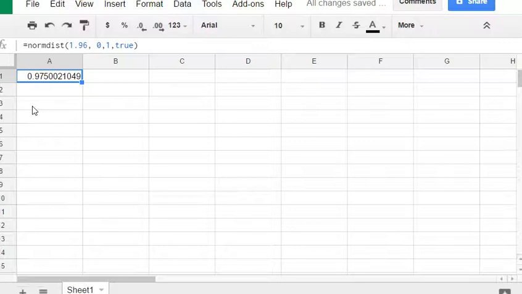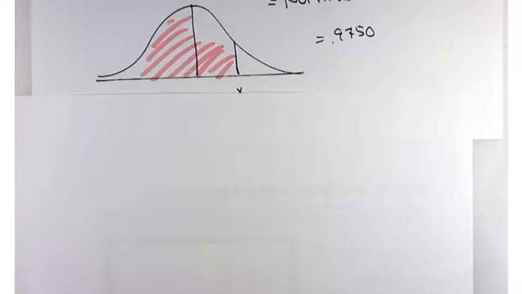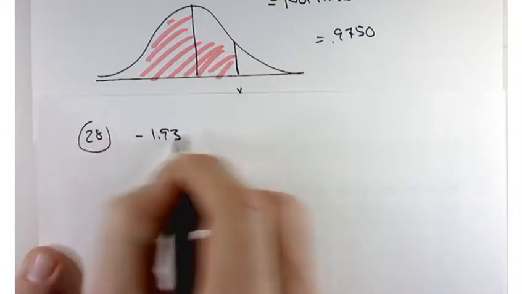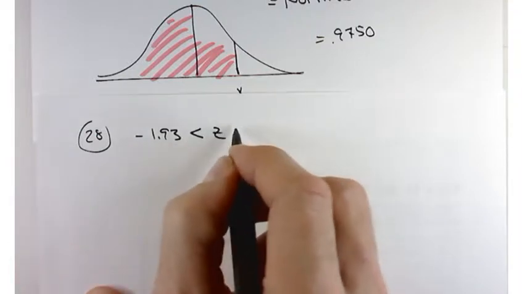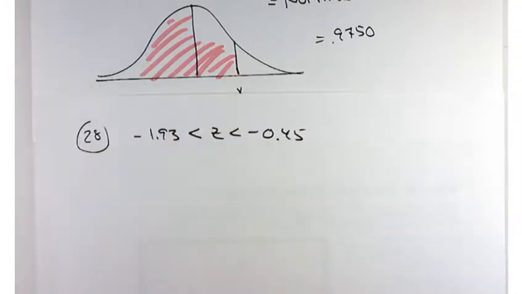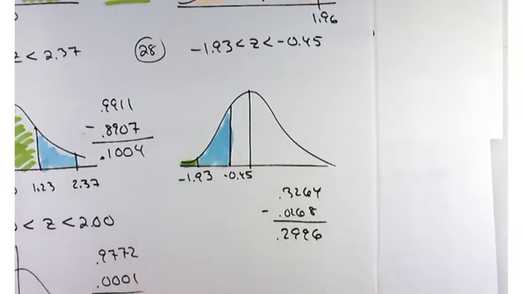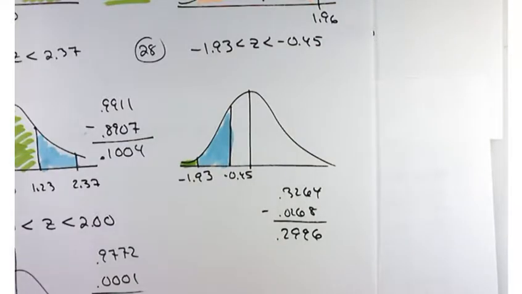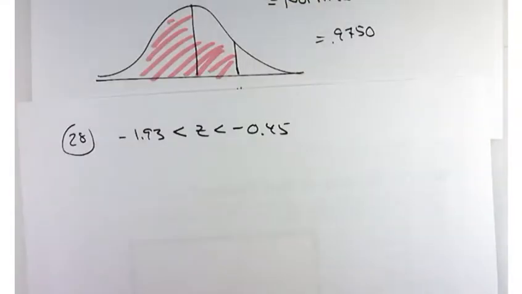What about a problem like number 28, where we wanted to find the area between two of these things? So let me take a look back here quick at problem 28. 28 was to try and find the area between negative 1.93 is less than z is less than negative 0.45. The way we did it then and the way we're going to do it now is by subtracting. Find the area to the left of negative 0.45 and subtract off the area to the left of negative 1.93. I'm not sure if you want to do this in one command or two. Let's type that in Google Sheets.